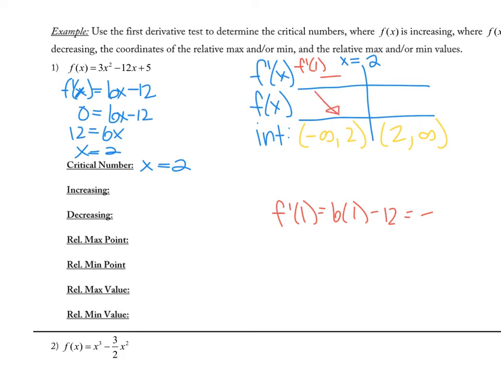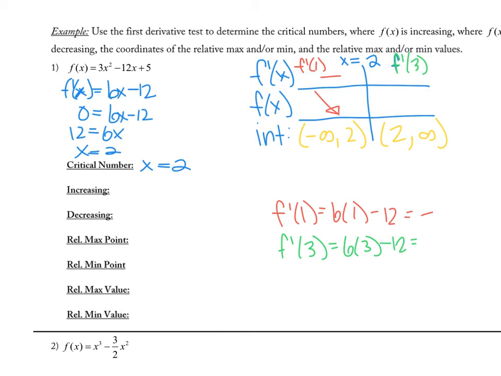Okay, so we're going to draw on a little arrow to show that it's decreasing. Now I need to test another number. I need to test now to the right of 2. So f prime of 3, and it just needs to be any number to the right. So some work down here.